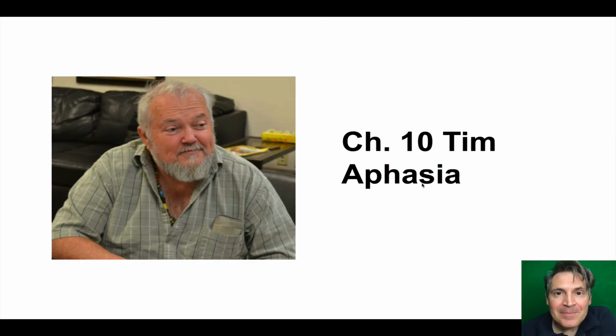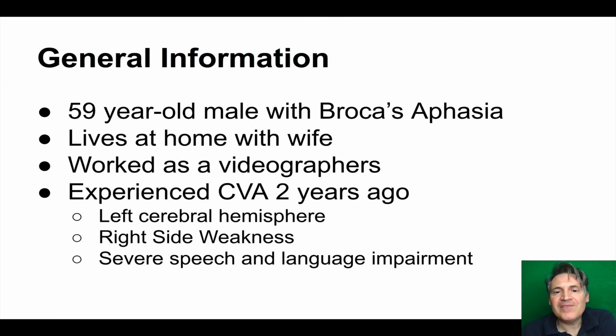And if we tie this back to the casebook, remember Tim is our person with aphasia that we started talking about at the very beginning of the course. And he's 59, he has Broca's aphasia, he lives at home with his wife. His wife's busy during a lot of the day. He worked previously as a videographer, and it turns out he's still got a real artistic side to him, and a lot of his drawing skills are preserved in some way. And he had a stroke about 2 years ago.